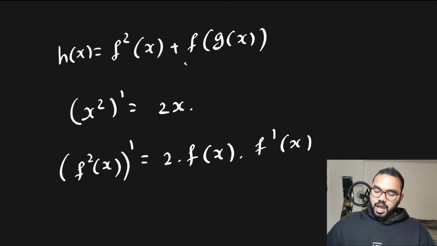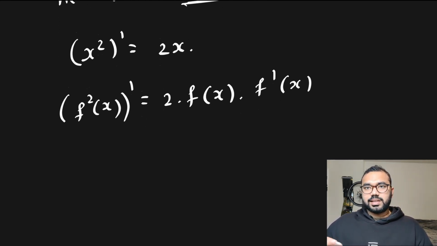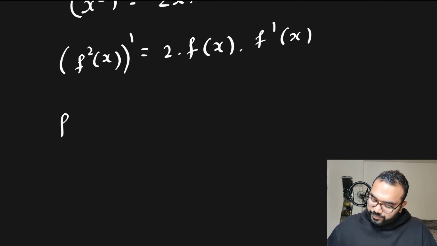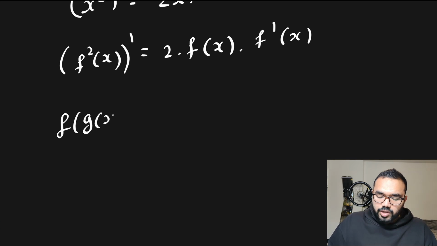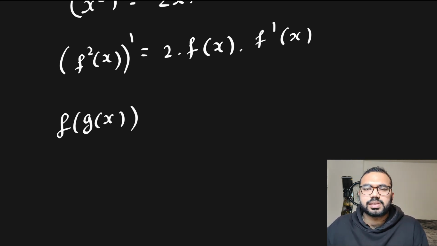Perfect. And what about this f of g of x? How do we derive that? Like, what kind of function is that? It is a composite function, right? F of g of x is a composite function. Like, what are the examples? Not real world, but mathematical examples.